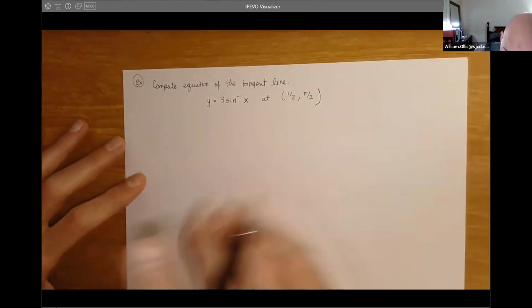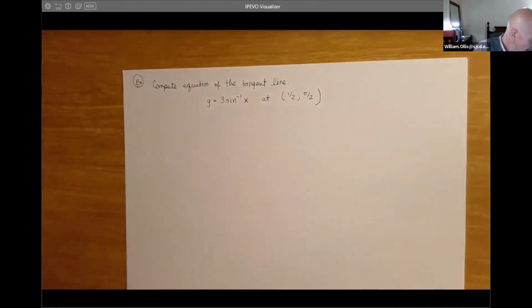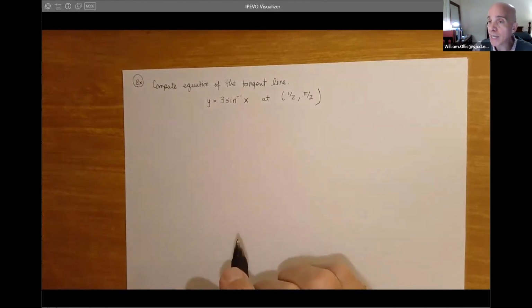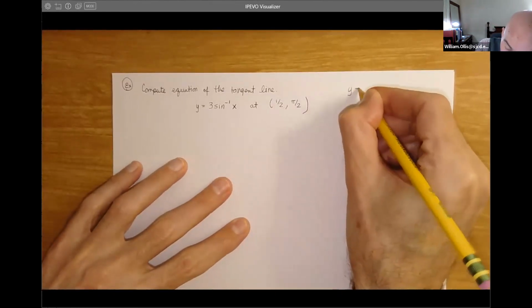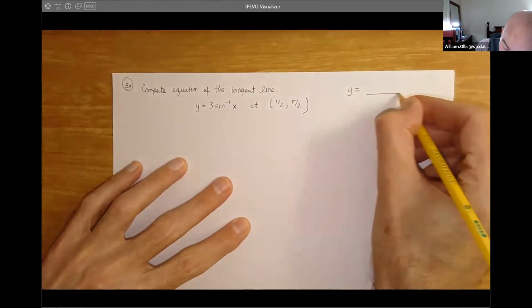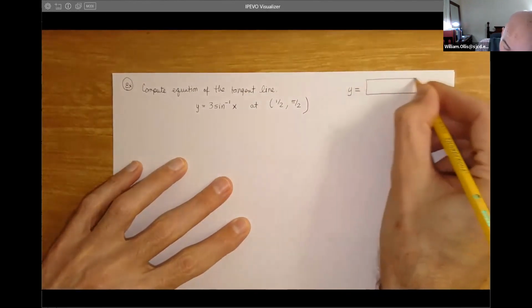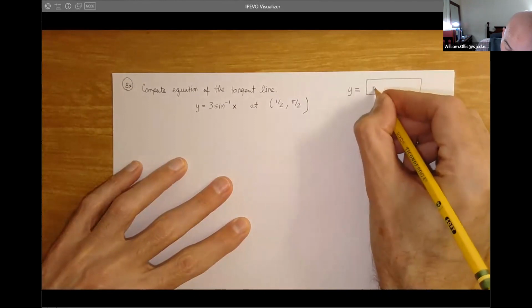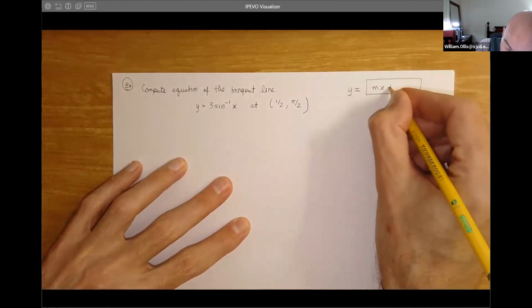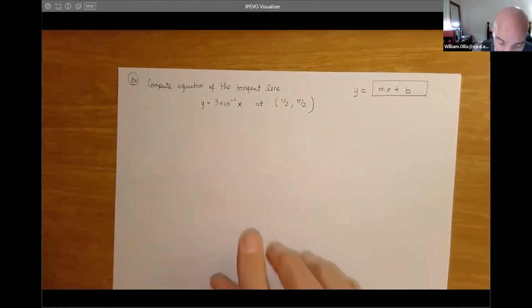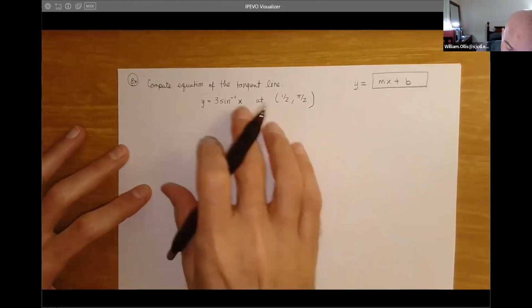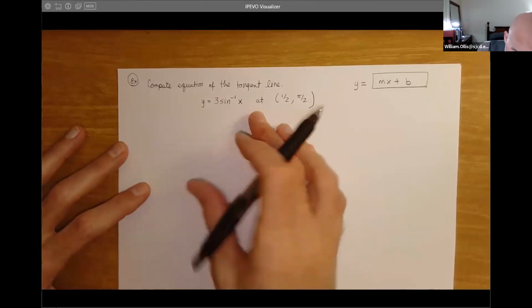So now, basically in this particular case, we just want a y equals mx plus b form. Usually in your WebAssign, you might have something like y equals, and you'll have a box. And basically when it's written that way, you just want an mx plus b form, just like you did in calculus one. So first, let's just go ahead and apply the calculus here.